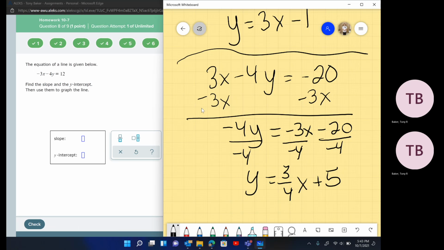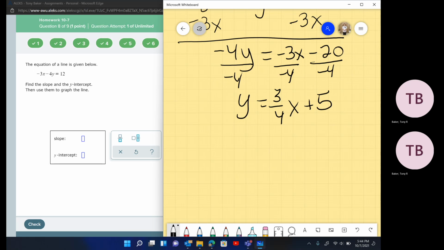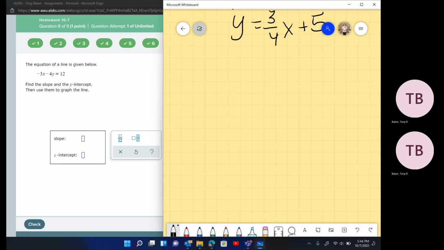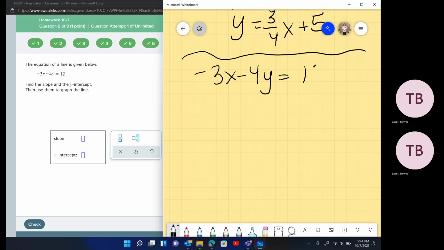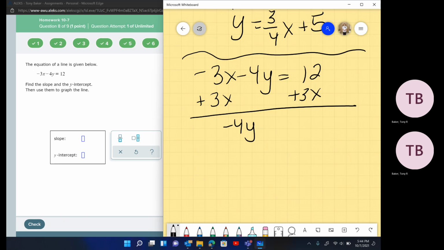All right, this one, same thing. Then they want me to graph it. So I've got negative 3x minus 4y equals 12. So I'm going to add the 3x to both sides. So negative 4y equals 3x plus 12. And divide by negative 4.